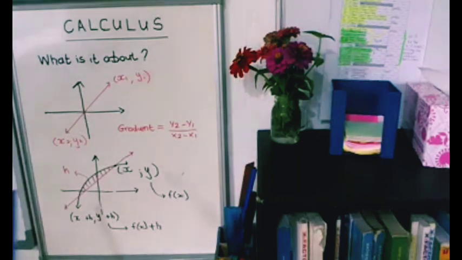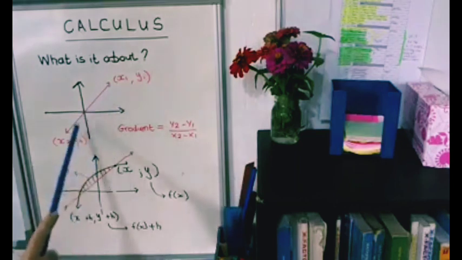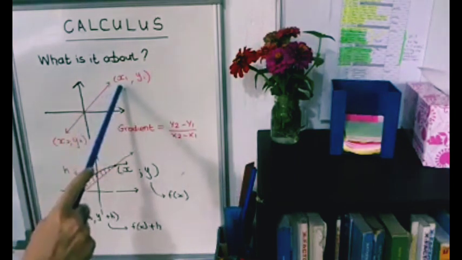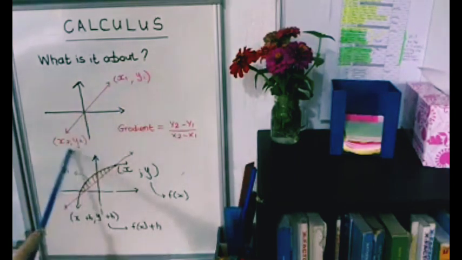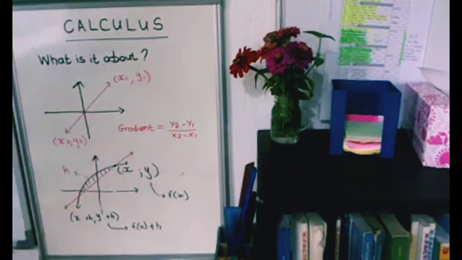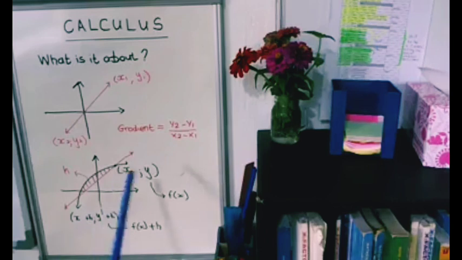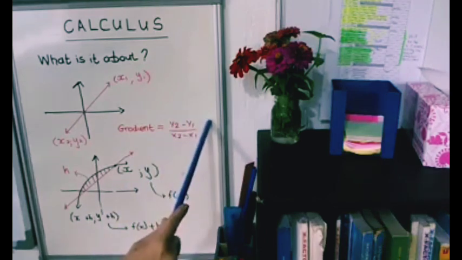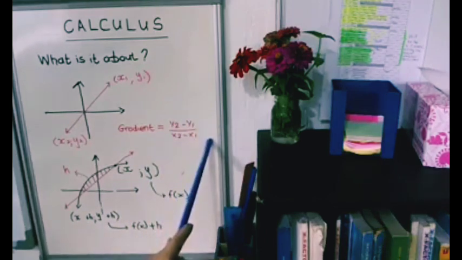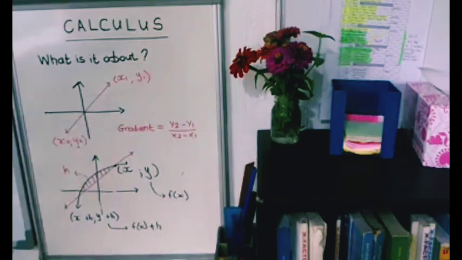Okay, so if we have a normal straight line, we've got our x1, y1, x2, y2. Now, if we had to work out the gradient, we would use y2 minus y1 over x2 minus x1. Okay, that would be our normal formula.